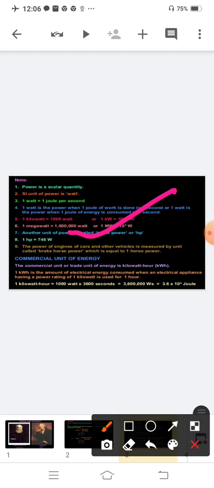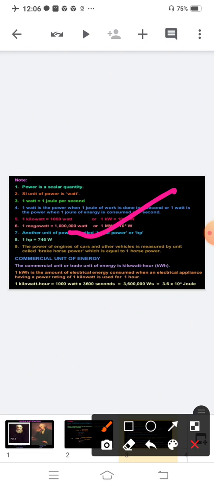Number 1, power is a scalar quantity. By this you can say that we will consider only magnitude, we are not going to consider direction. The second one is, SI unit of power is watt. 1 watt is equal to 1 joule per second.